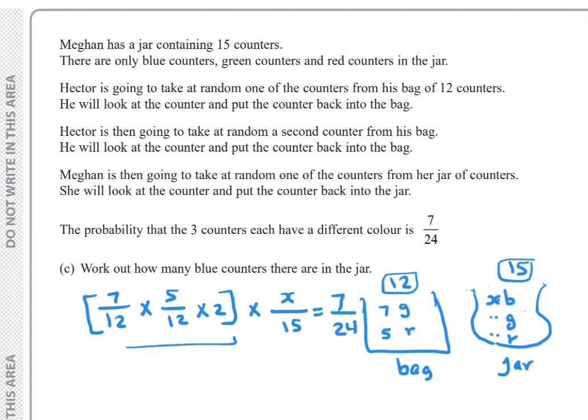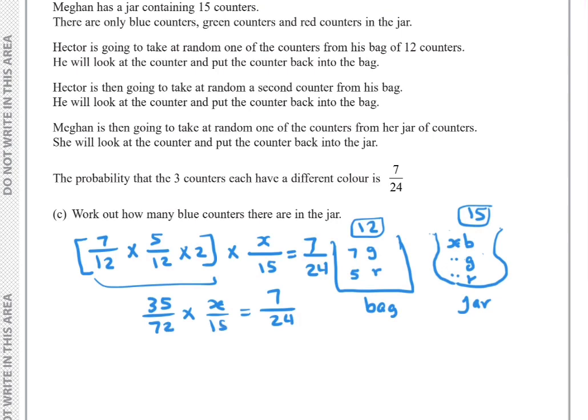Now with your calculator find that value. Equal 35/72 times x/15 equals 7/24. Now multiply these 2 fractions. 35 times x equals 35x. 72 times 15 equals 1080, equals 7/24.